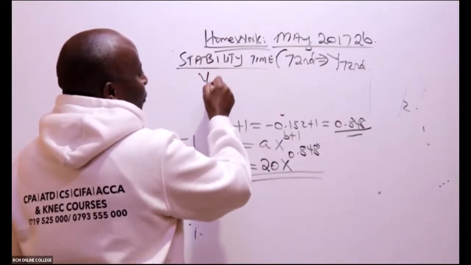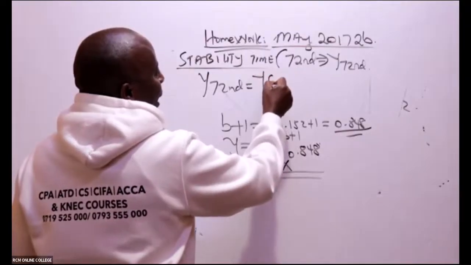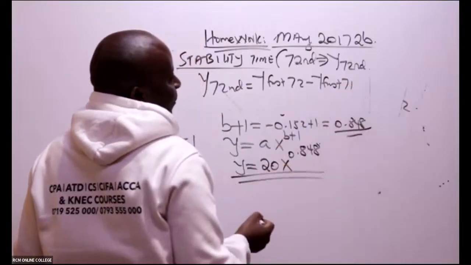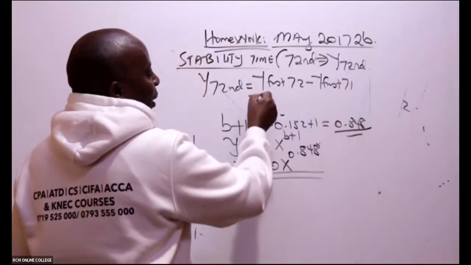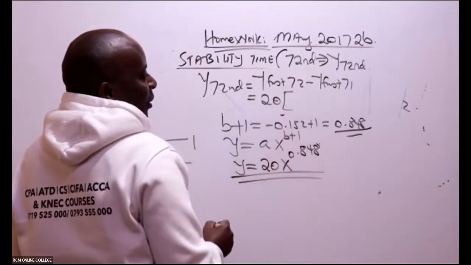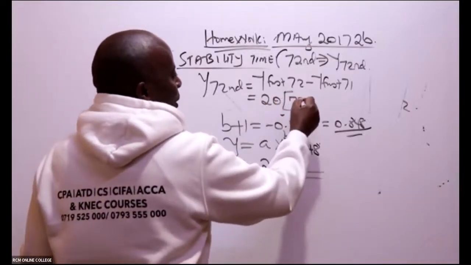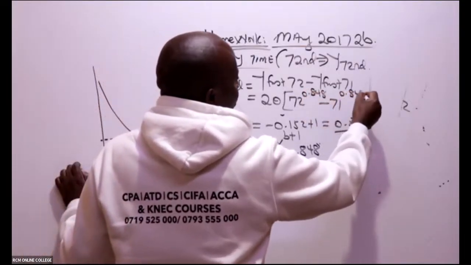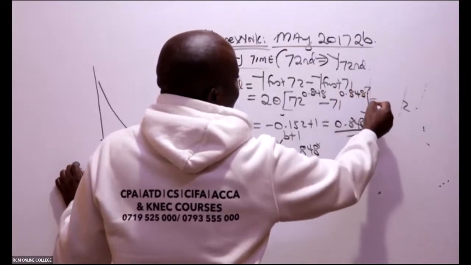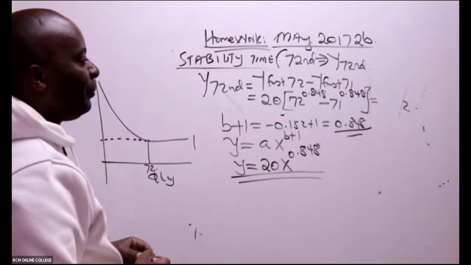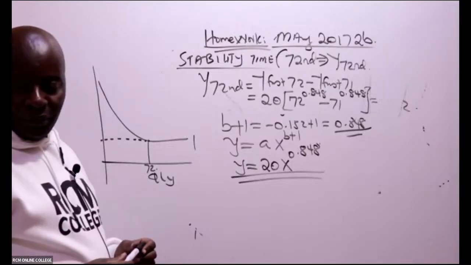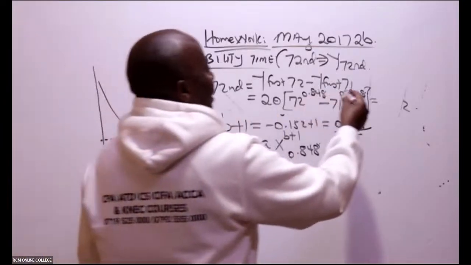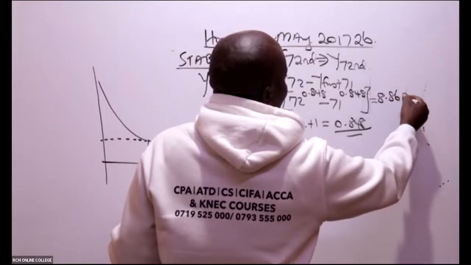So then this Y 72nd will be Y first 72 minus Y first 71. So come here and put 20. So 72 raised to 0.848 minus 71 raised to 0.848. Is there somebody who could be having this? $8.86, right? 8.86 per unit, because it's only one unit.